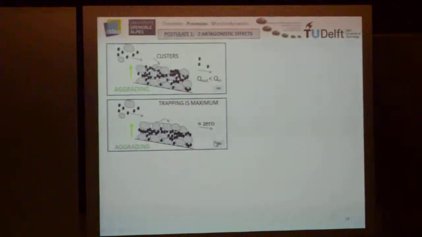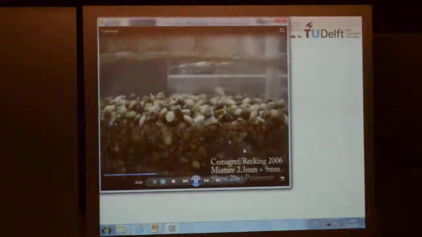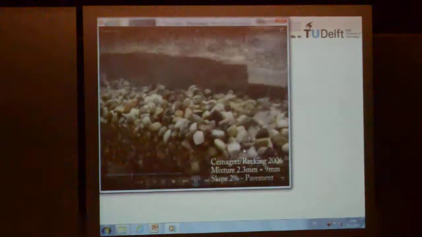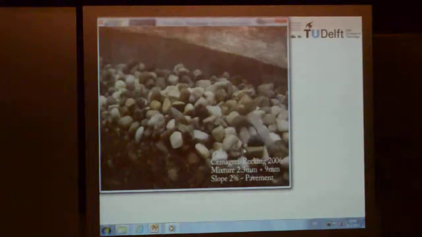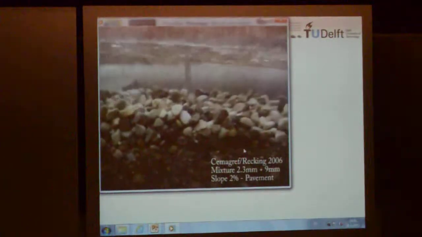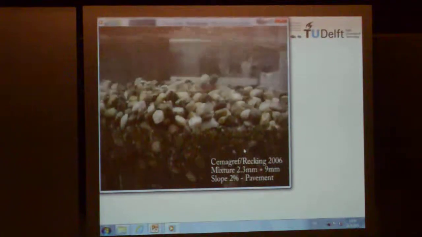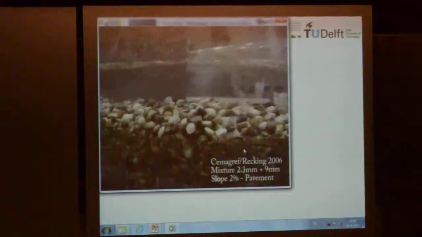After a while, you will obtain a very efficient trapping because the armor is fully developed. This is the same experiment, we didn't change anything. You just wait a few hours, and this is what you obtain, a very efficient trapping. And you cannot see anymore the fine sediment passing in this section. But it's still being fed. The feeding is still constant.